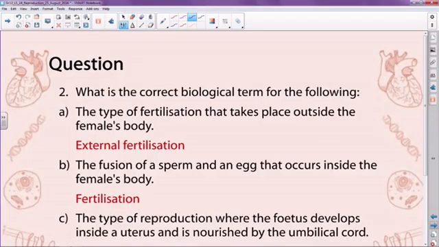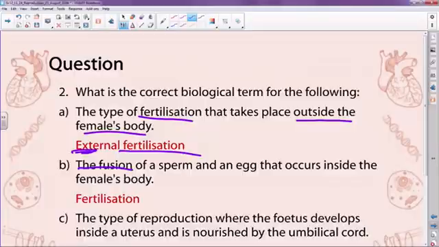Okay, what type of fertilization takes place outside of the female's body? External fertilization. That is like, for example, the salmon. The female lays the eggs and the male comes over and puts the sperm on top of the eggs, that's outside of the body. Okay, next one.